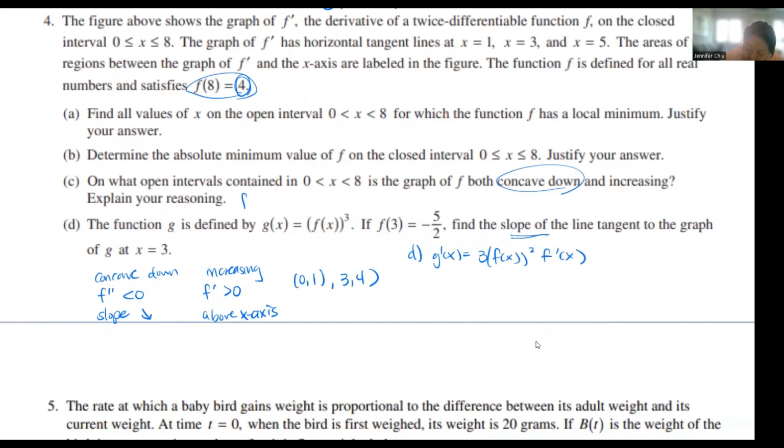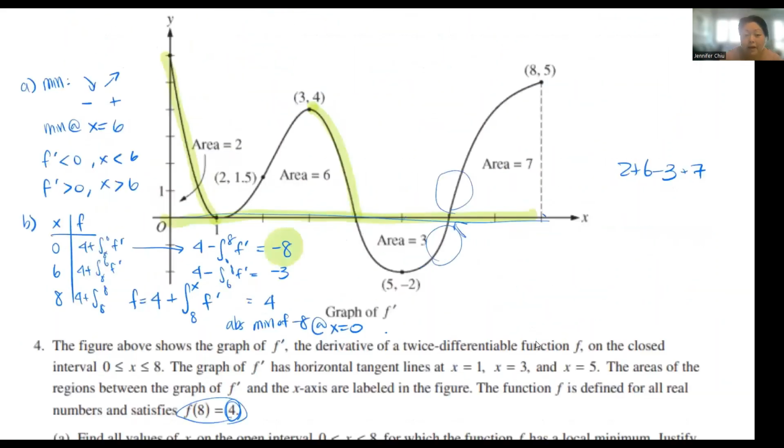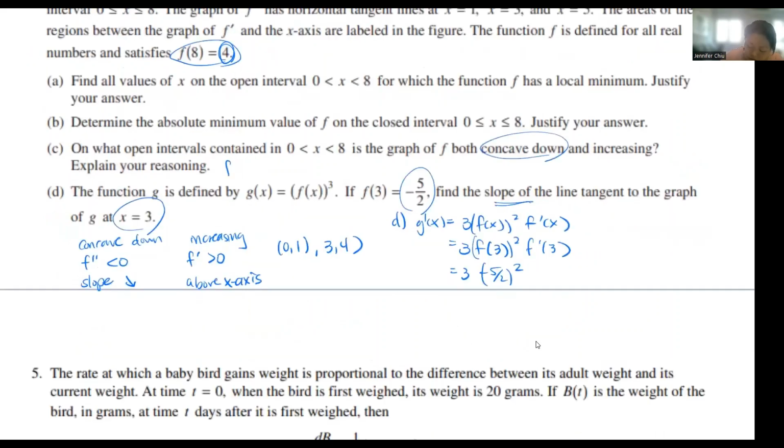Okay, now let's plug in. We have 3 times f of 3, because it says x equals 3, f of 3 squared, times f prime of 3. Okay, it says f of 3 is negative 5 over 2, so negative 5 over 2 squared. F prime of 3, that means I'm looking at the graph. It's the value at 3 on this graph, because this graph is f prime. So the value at 3 here is 4. The y value at 3 is 4. So you get 75 over 4 times 4, which is 75. Okay, that's it.